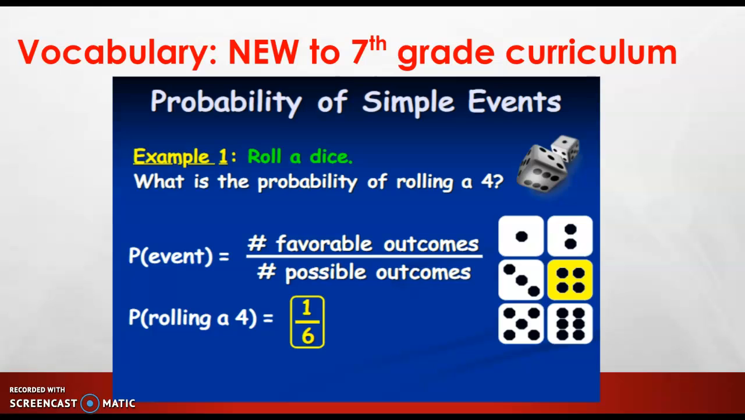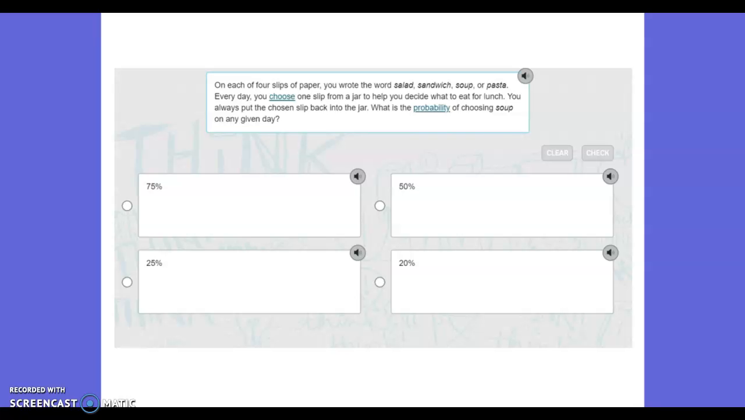So again, the number of favorable outcomes, that's what I want, is the number 4. So there's only one possibility of getting a 4. If I were to roll that number cube, it's not going to levitate on one of its corners where I don't have anything. Gravity is always going to force it to land on one side or the other. Okay? So we're going to move on now to our practice problems. So using this first example, on each of 4 slips of paper, you wrote the word salad, sandwich, soup, or pasta.